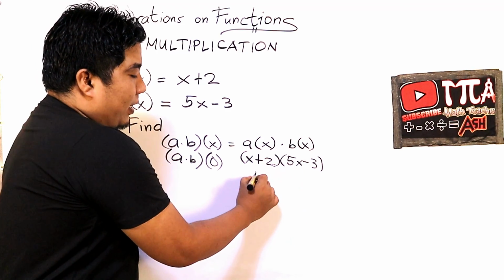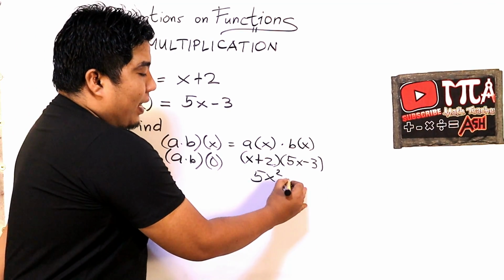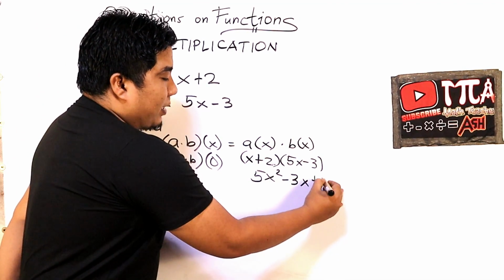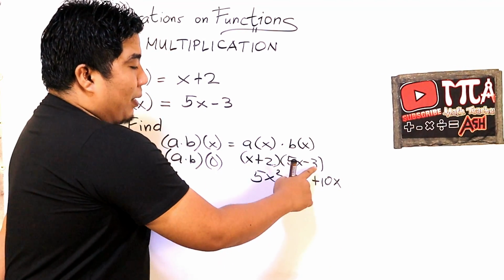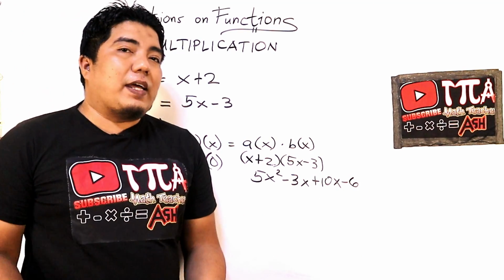X times 5x, that is 5x squared. X times negative 3, that is negative 3x. 2 times 5x, that is positive 10x. And 2 times negative 3, that is negative 6. Now, is this the final answer?